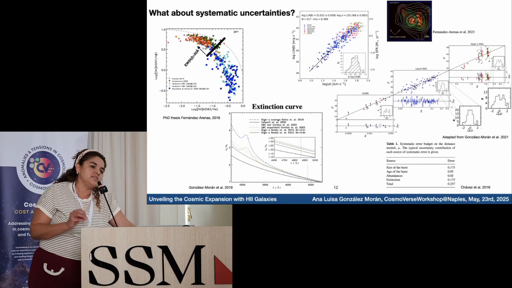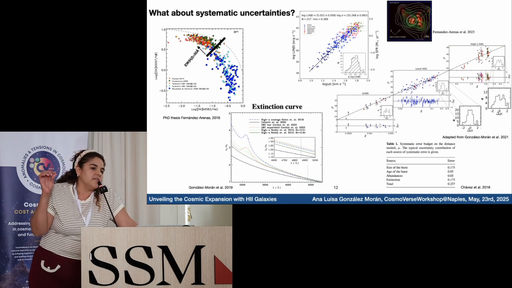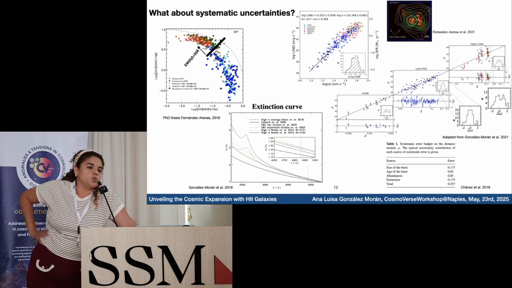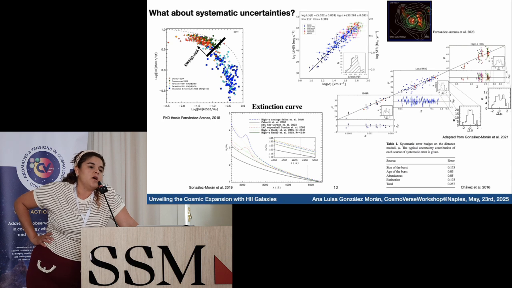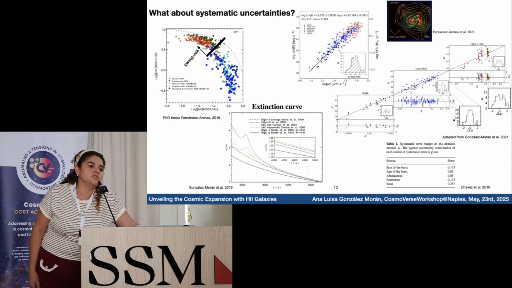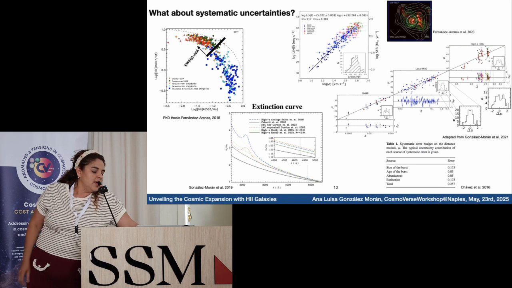And when we compare that extinction law with high redshift extinction curves, the extinction curves are not like the Calzetti one. So for this reason, we changed to that extinction curve. But we can constrain cosmological parameters using whatever extinction curve you have. Of course, I would like to know what is the best extinction curve that we can use.